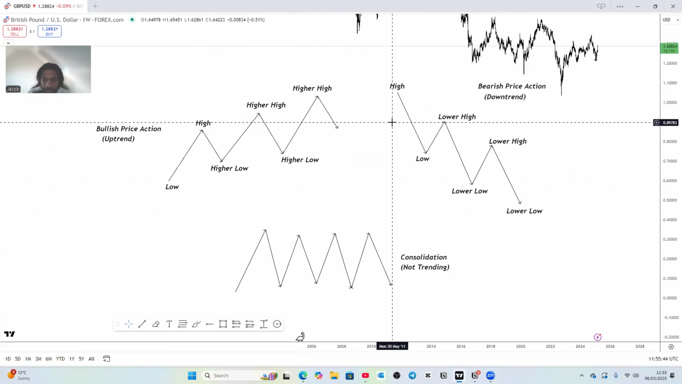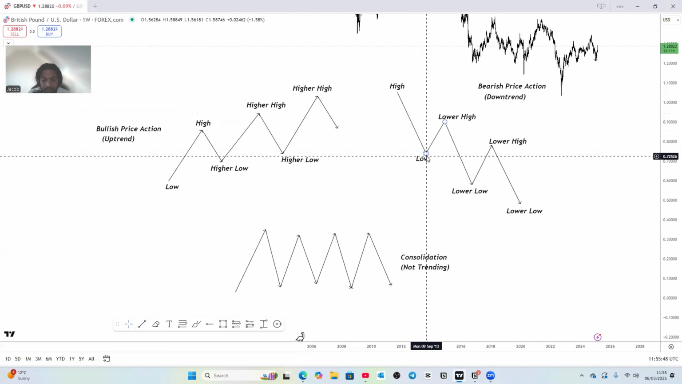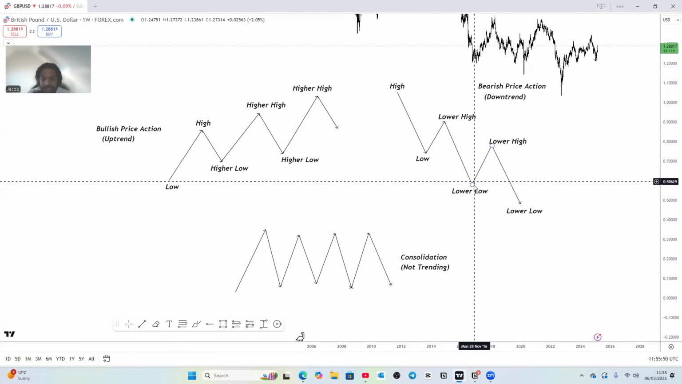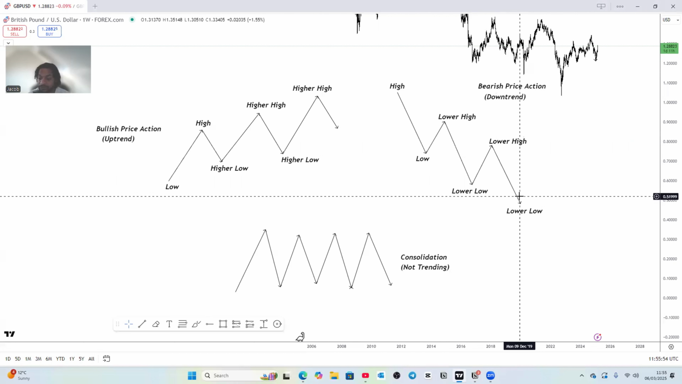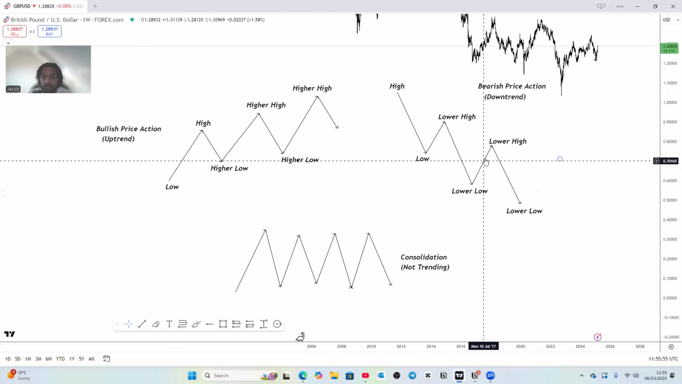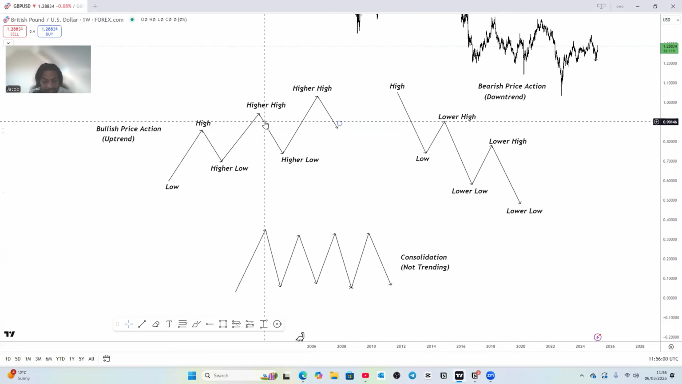So if we go to bearish, you're in a downtrend. You start at a high and it generates a low. You get a lower high, it should create a lower low, and it should create a lower high and a lower low and continue. If it's downtrending, that is what you're looking for: lower highs and lower lows. If you're bullish, higher lows, higher highs.